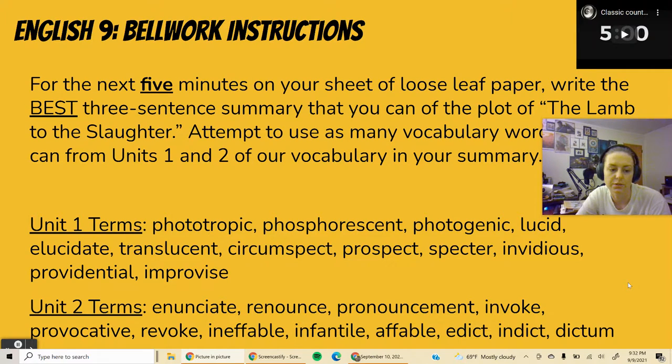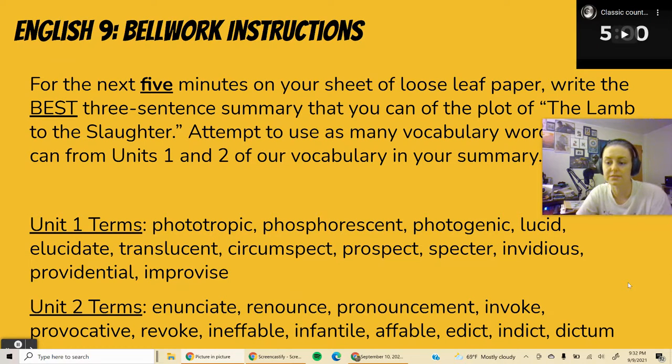So you've got the Unit 1 terms: phototropic, phosphorescent, photogenic, lucid, elucidate, translucent, circumspect, prospect, specter, invidious, providential, and improvise. And then you've got the new Unit 2 terms that we've been doing. So you've got provocative, revoke, ineffable, infantile, affable, edict, indict, dictum, enunciate, renounce, pronouncement, and invoke. So you're trying to use as many of those vocab words as you can correctly in your 3-sentence summary of the plot of Lamb to the Slaughter.